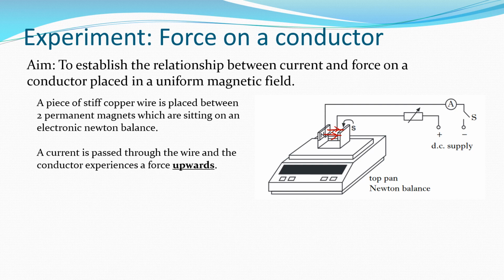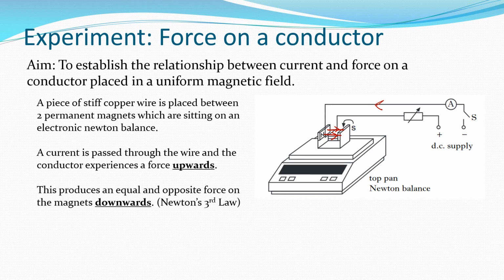Have a think why. Why does the current passing through the wire mean the conductor experiences a force upwards? Pause the video for a minute. Use the right hand rule. Align your first finger with the field, your second finger with the direction of the current. Remember, that's negative charge, so that's coming from here. And then prove that the force is moving upwards. Did you get it? Hopefully so.